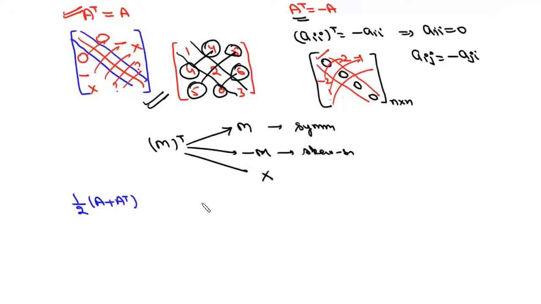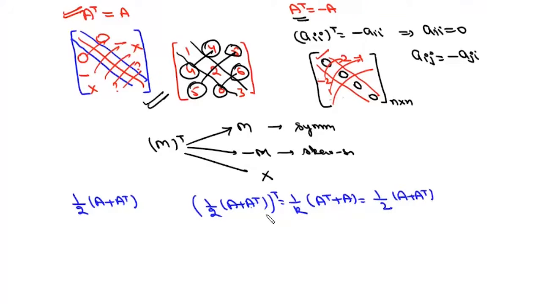So what we'll do is we'll take its transpose. So we'll write 1 by 2 (A plus A transpose) transpose. Now K transpose is simply K, so it'll be 1 by 2, and then it'll be A transpose plus transpose of A transpose is A. So it is 1 by 2 (A plus A transpose). That means this M transpose is equal to M. So this matrix is a symmetric matrix.